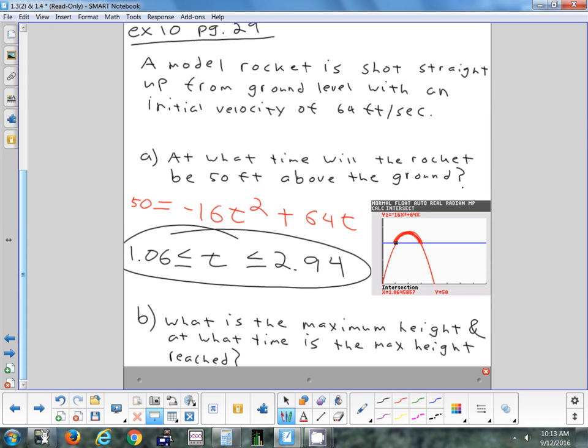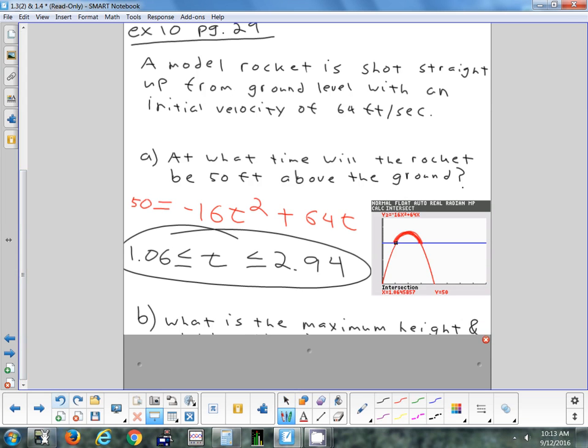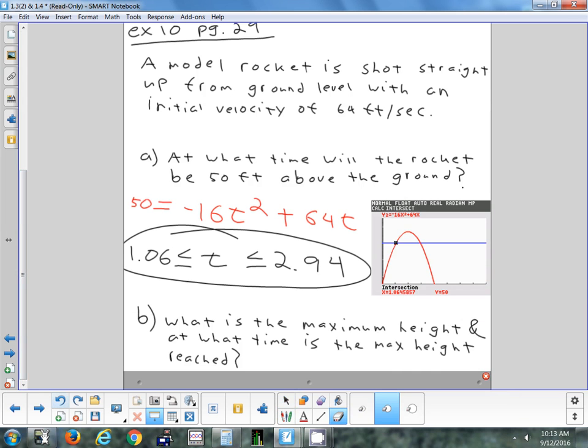Now, the second thing it's asking for is the maximum height and when it reaches it. Okay, well, that's right there.